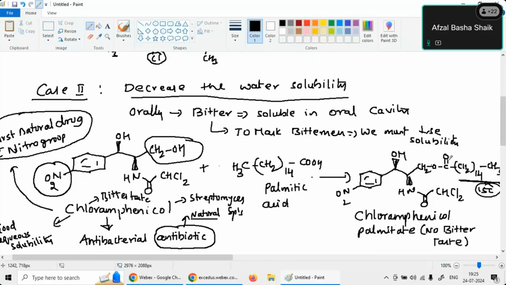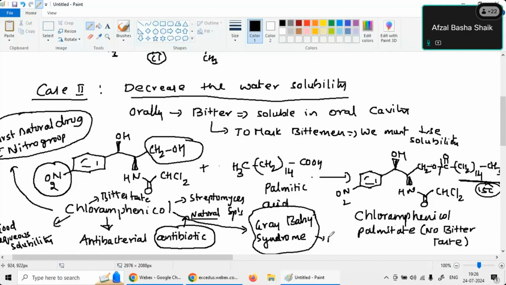And again, whenever it reaches the body, there are esterases. They will break this ester linkage and deliver the chloramphenicol back. What is the limitation of chloramphenicol whenever it is given to children or neonates? It causes a syndrome known as gray baby syndrome, right? Because it is not well metabolized in neonates, as well as the children.